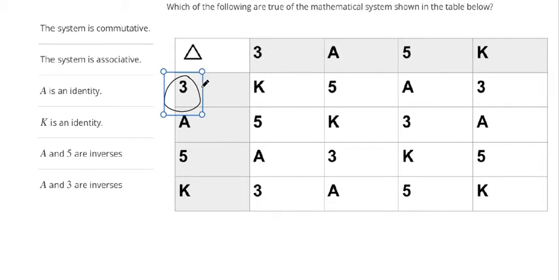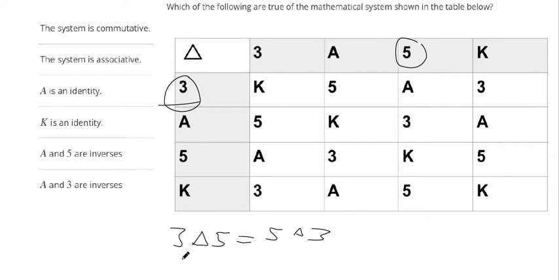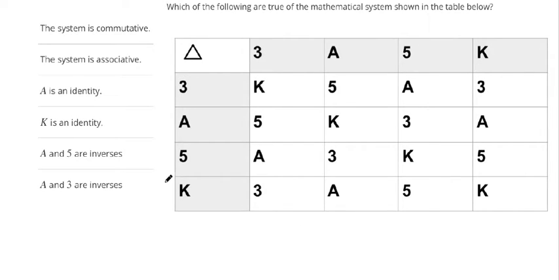We want to check 3 and 5. So 3 triangle 5 needs to equal 5 triangle 3. If it doesn't, we say this isn't commutative. So 3 triangle 5 gives us A as a result, the row and the column gives us A. Now if we swap them, if we do 5 on the row and 3 on the column, we also get A. So it's looking good. Now we should pair up 3 with K. So 3 in the row, K in the column gives us 3. And then if we go K on the row, 3 in the column, that also gives us 3.